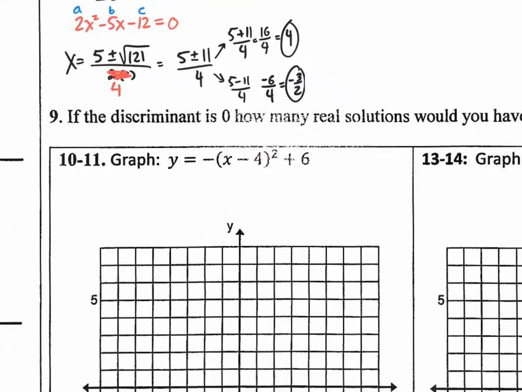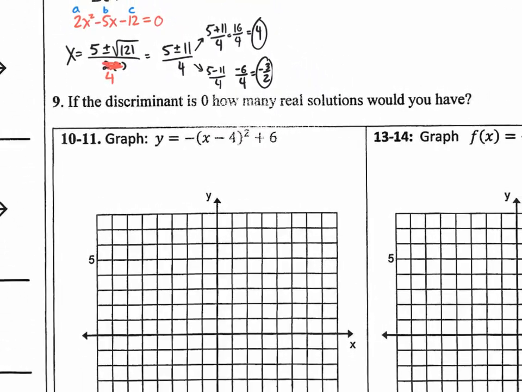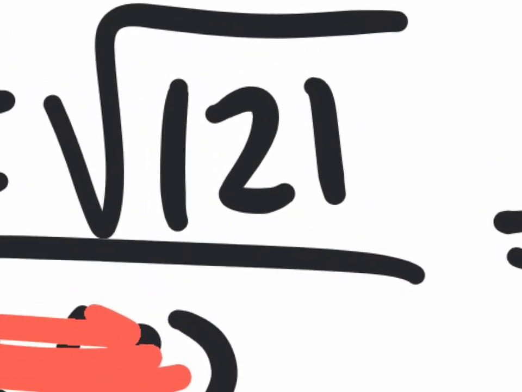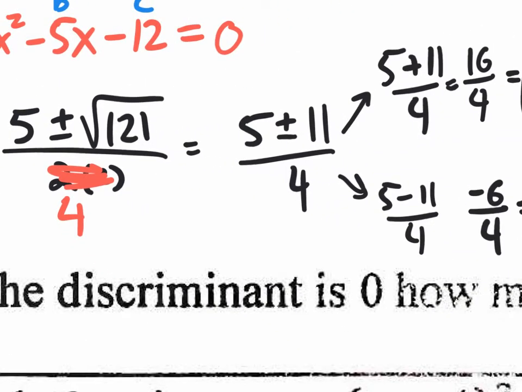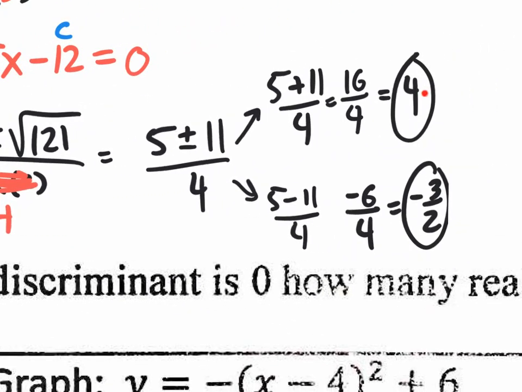Number 9. If the discriminant is 0, how many real solutions would you have? 1. Right? Now, what is a discriminant? In this case, it's a 121. Right? Now, what does that mean? My discriminant 121, that's a positive number. If I have a positive number like 121, how many answers do I get? I get 2 answers, as you can see right here. The 121 gave me 2 answers.